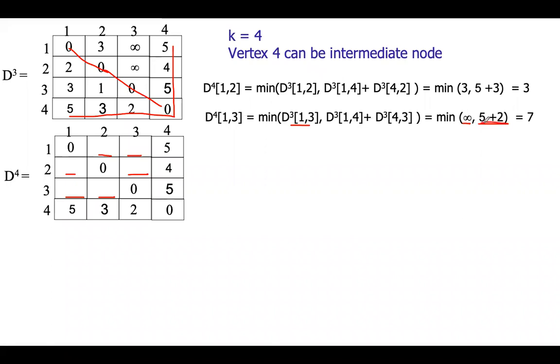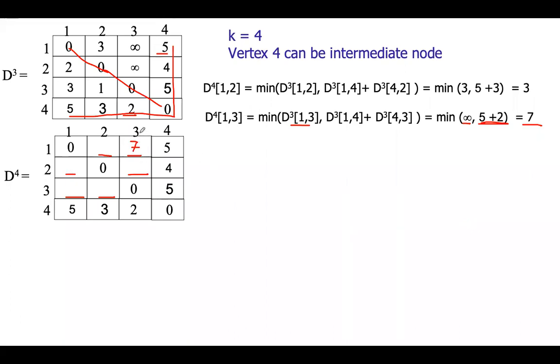1 to 4 is 5, and 4 to 3 is 2. 5 plus 2 is 7. So instead of infinite, we'll get 7 here.